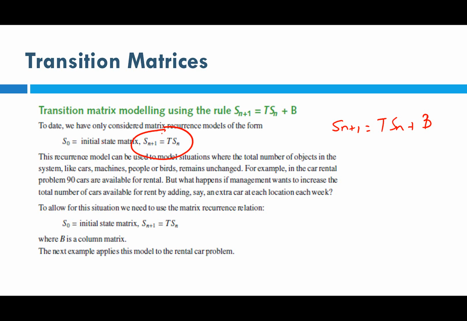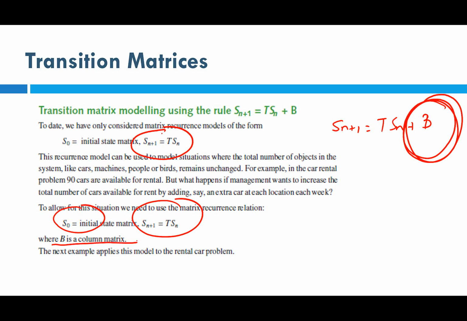For example, in the car rental problem, we had 90 cars available for rental. But what happens if the management wants to increase the total number of cars available for rent by adding an extra car at each location a week? So we've got a new system here where we're adding extra stuff, extra cars in this situation. So the initial state matrix was your S of 0. S of n plus 1 equals T S of n plus B, where B is now a column matrix. So the next example we're going to look at is for the car rental problem.